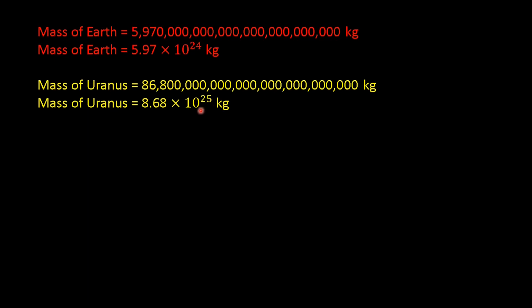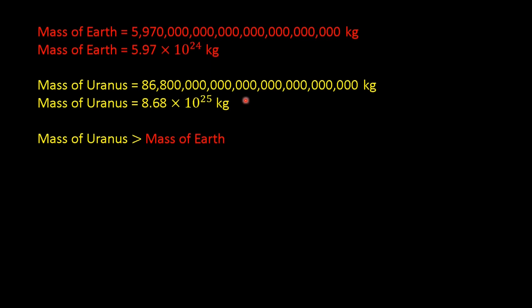Second thing we have to look at is the first number that we have written. In the first case, it is 5.97, and in the second, it is 8.68. 8.68 is greater than 5.97, and secondly, 10 raised to 25 is greater than 10 raised to 24. So obviously, mass of Uranus is greater than mass of the Earth. Now you will see that it has become easier to compare two large numbers when we write them in powers of 10.